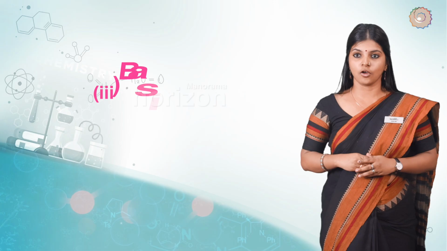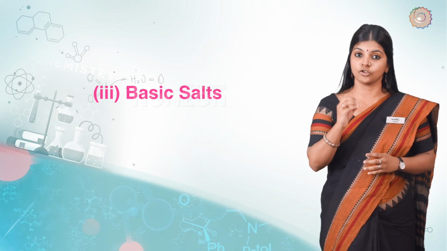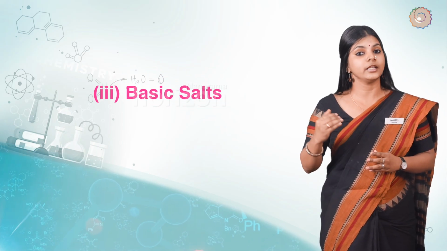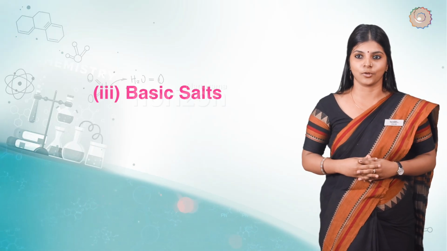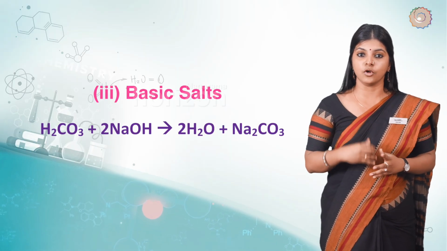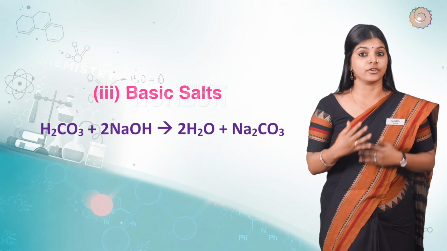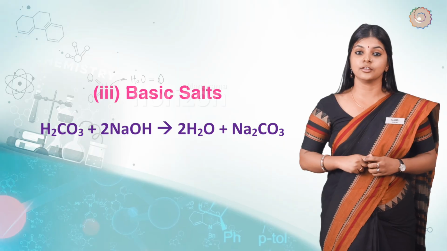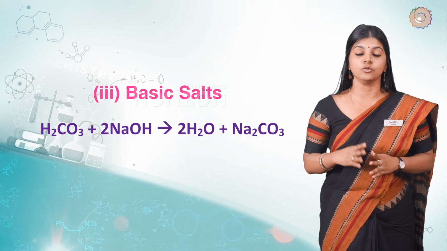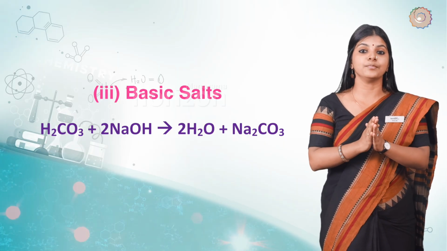The third type of salt is the basic salt. The salts which are formed by the reaction between a weak acid and a strong base are called basic salts. For example, you take carbonic acid, which is a weak acid, and react it with sodium hydroxide, which is a strong base. The salt that is produced here is sodium carbonate, which is a basic salt having a pH slightly above 7.